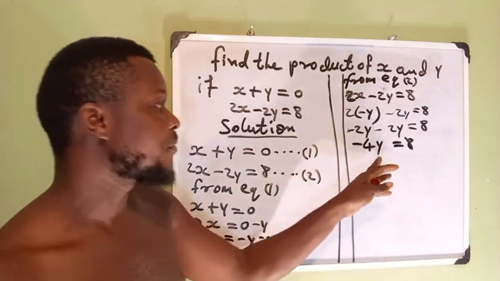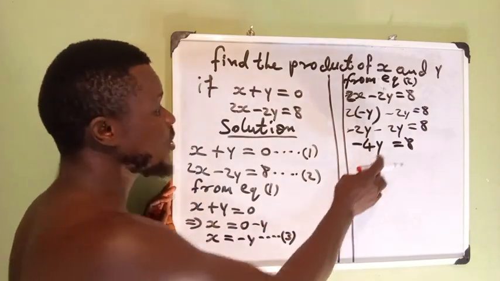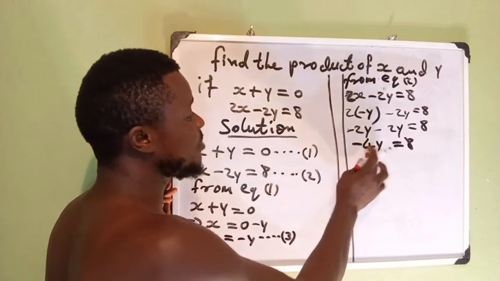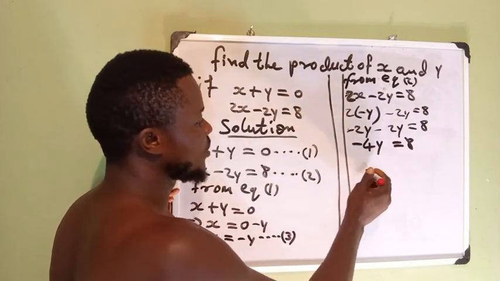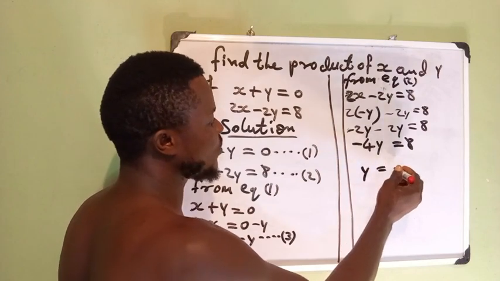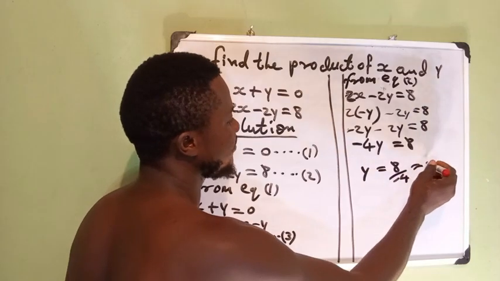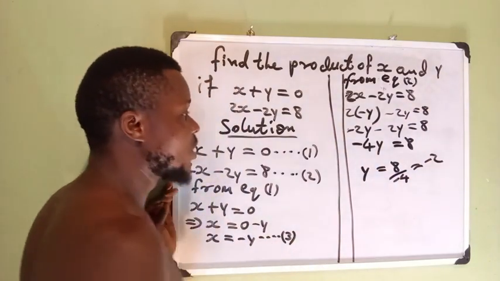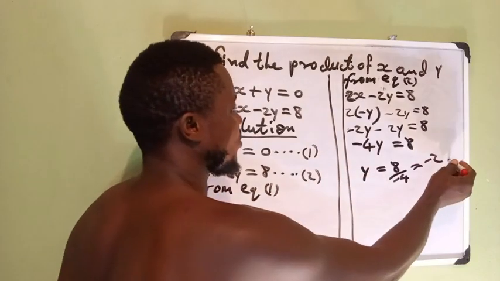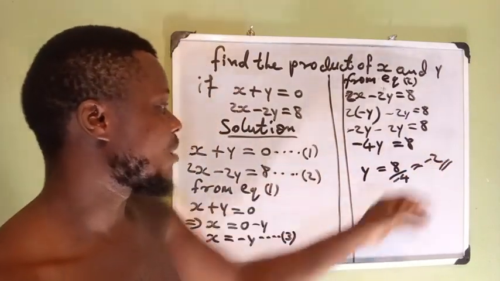We are looking for y. And for us to get that y, we divide both sides by -4. So we see that y is equals to 8 divided by -4, which will give us -2. So our y is -2. So we've already gotten our y.